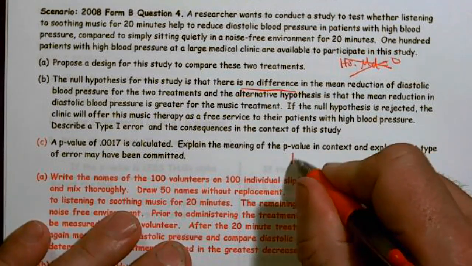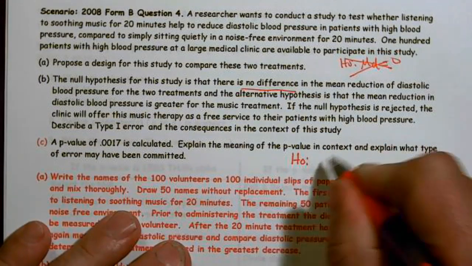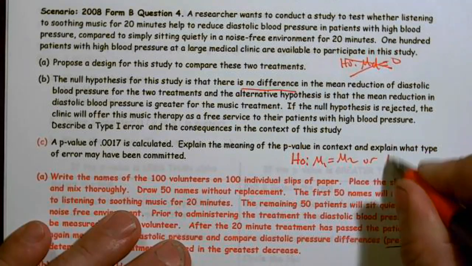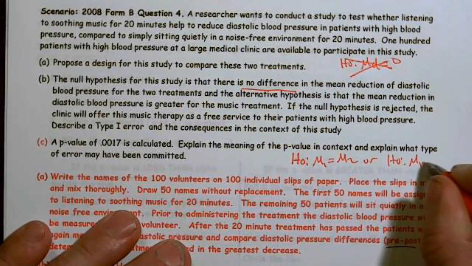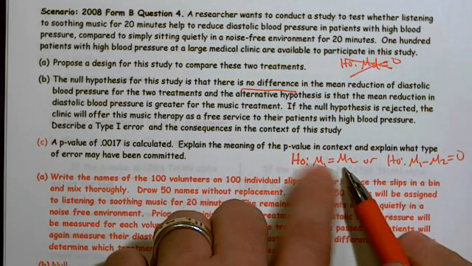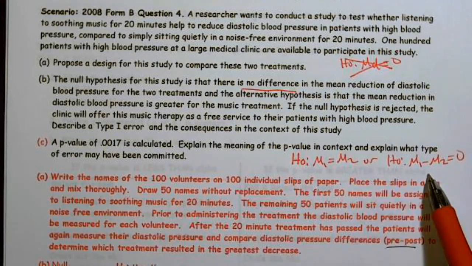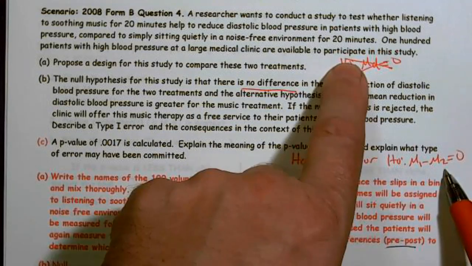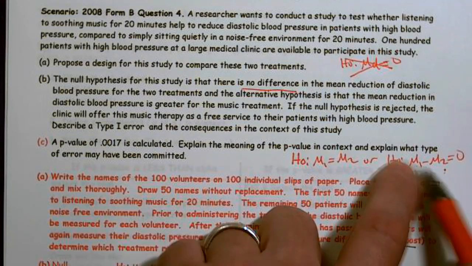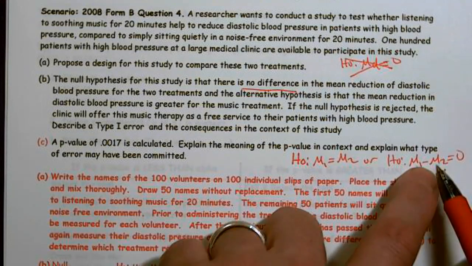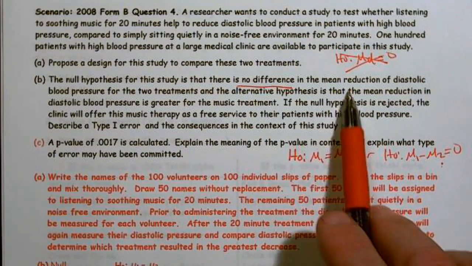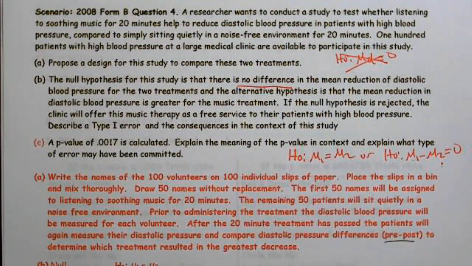So in this case, we have a null hypothesis where we could say mu1 equals mu2, or we could say mu1 minus mu2 equals 0. And basically, these are saying the same thing, just a little bit of algebraic manipulation. But it's nice saying this looks like equals 0 because it looks similar to that. But we have two groups. We have the average of the group listening to music and the average of the group sitting quietly. So the null is that there is no difference between the mean reduction of diastolic pressure.